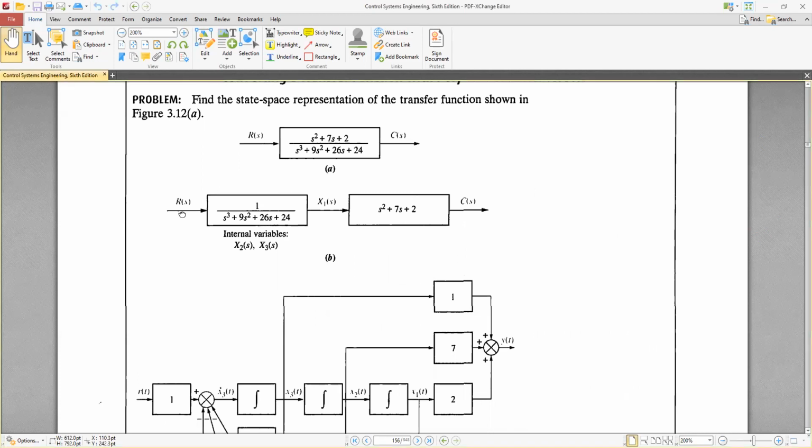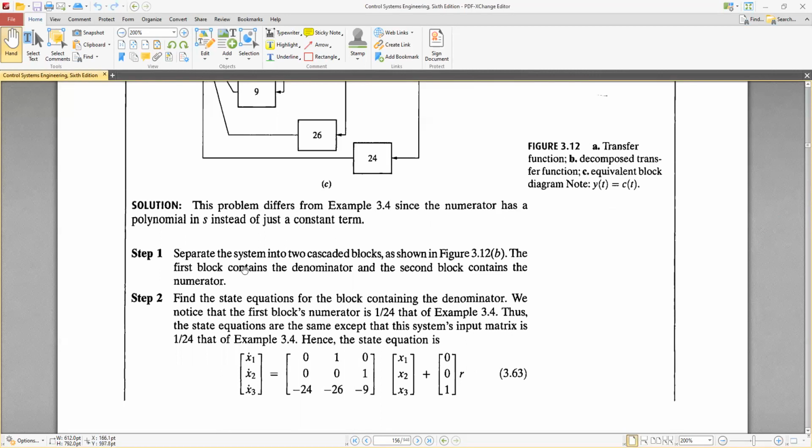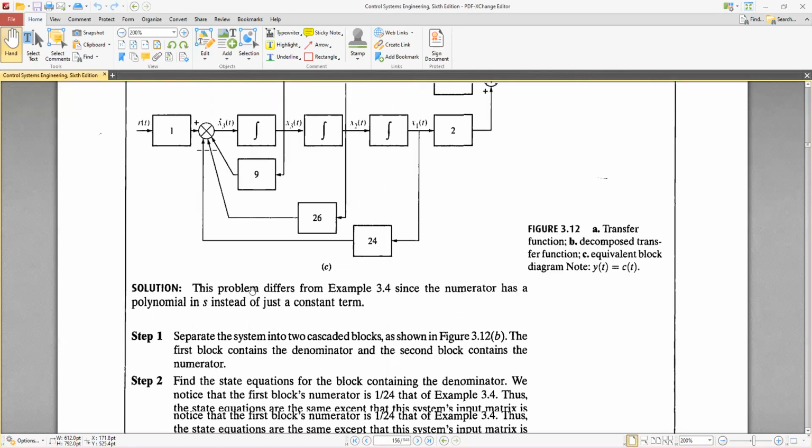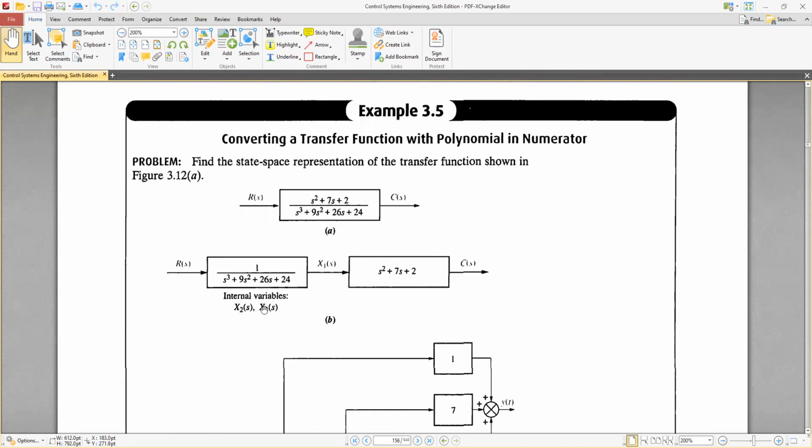Here the input of this block is R(s) and the output is X1(s). So you have to solve this block. How to solve it? To solve this, you have to apply the state space representation. For solving it, you can write it like that.